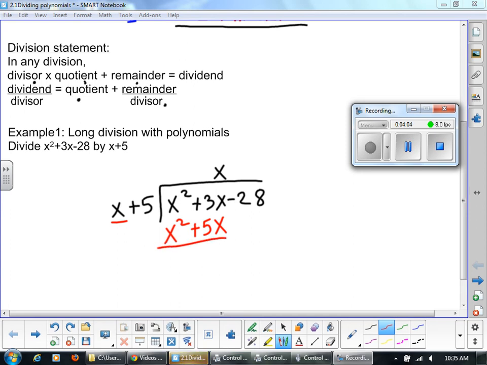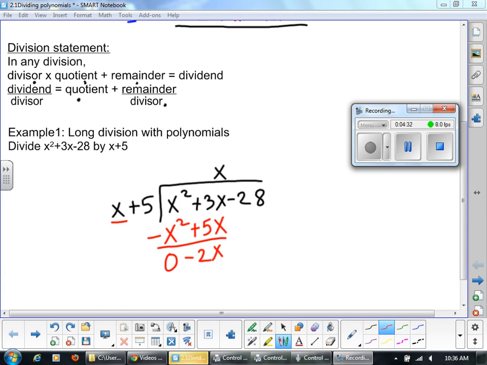Next step, we're going to do what? That's right. We're going to subtract. x squared minus x squared is what? 0. That's right. And then 3x minus 5x is going to give you what? Minus 2x. And that's pretty much the whole process. You just have to repeat it a few times.